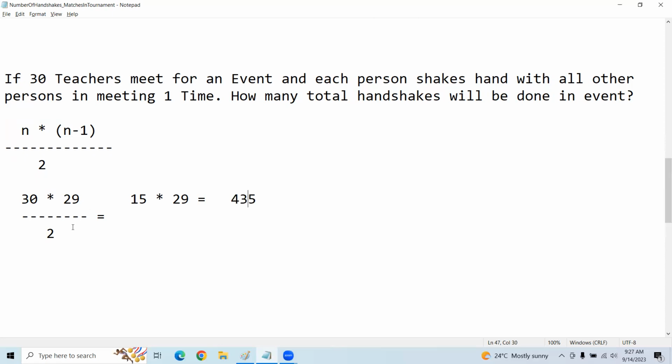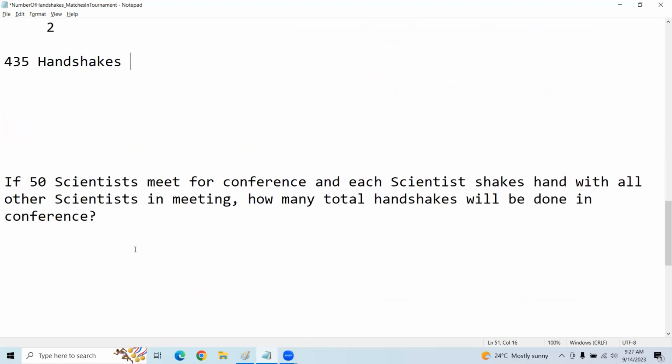So 30 into 29 divided by 2, you'll get 30 by 2, 15 into 29. 5 nines are 45, 4 carry, 15 twos are 30 plus 4, 34... So there will be a total of 435 handshakes done in that meeting. Let's look at a similar example.